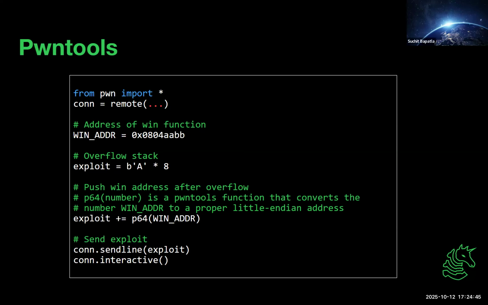So it'll overwrite the stack values, and then it'll allow you to get to your return address and overwrite it with whatever your win function is. Basically the example that was shown earlier, but done in a more automated fashion. Then you can just do connect, send line exploit, and then pop your interactive.